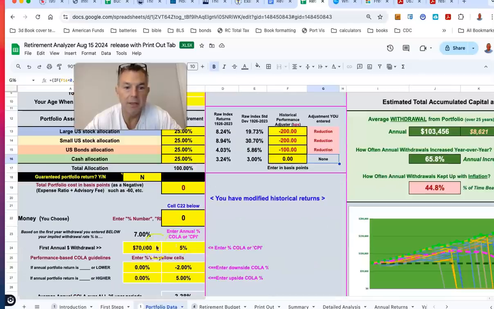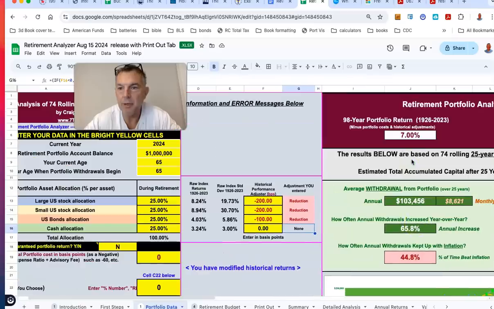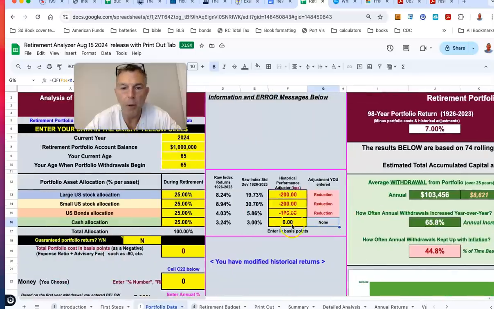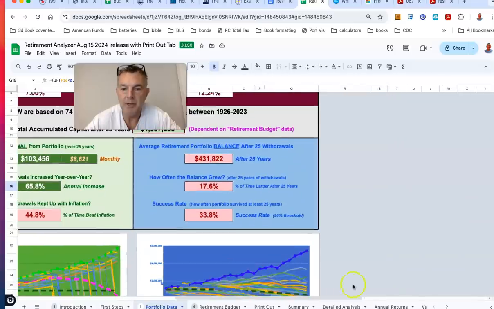I'm not saying you should do that, but here we're reducing our portfolio expenditures by 2% a year if the markets go down. If the markets are up, we're increasing it by 5% a year. We're starting at 7%, and we still got an average rate of return of 7% with a standard deviation of 12.24, as opposed to what it was before, 8.54. And even here, let's go back to this detailed analysis.